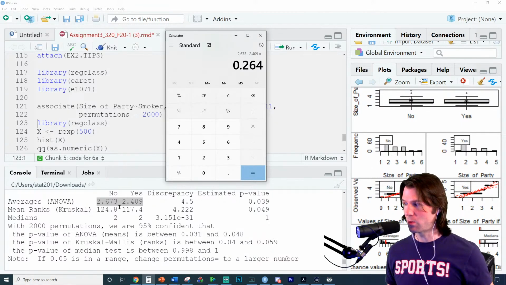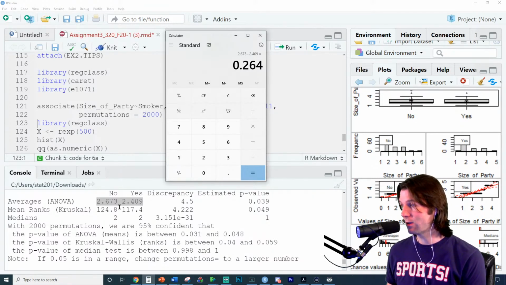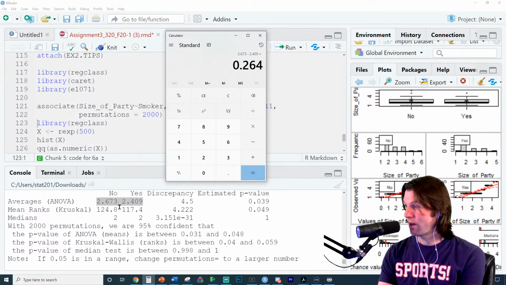The practical significance would be related to whether it is worth it to try to attract non-smokers, who are generally larger groups of people by a quarter of a person. Is that really a big amount to us? That's for you to decide.